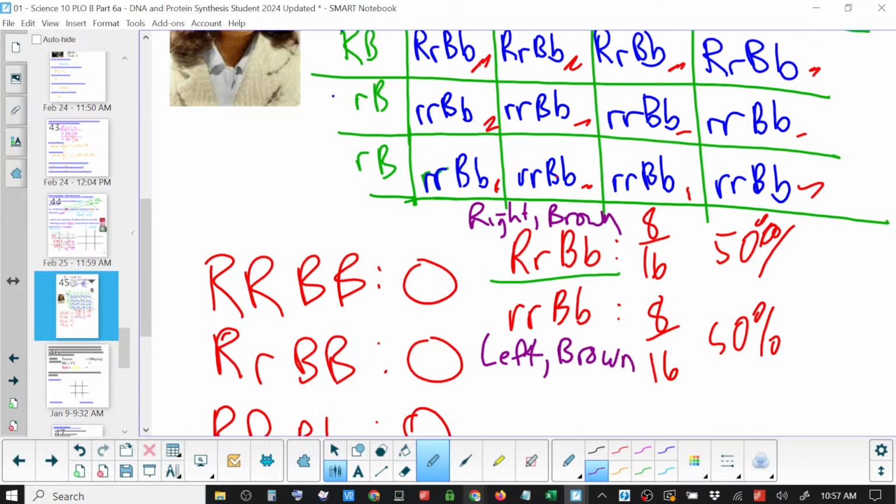Now I said that those are my parents. I am blue-eyed and right-handed. What conclusions can you draw? Blue-eyed and right-handed. So you have a dominant R, so a capital R, lowercase r, and 2 lowercase b's.